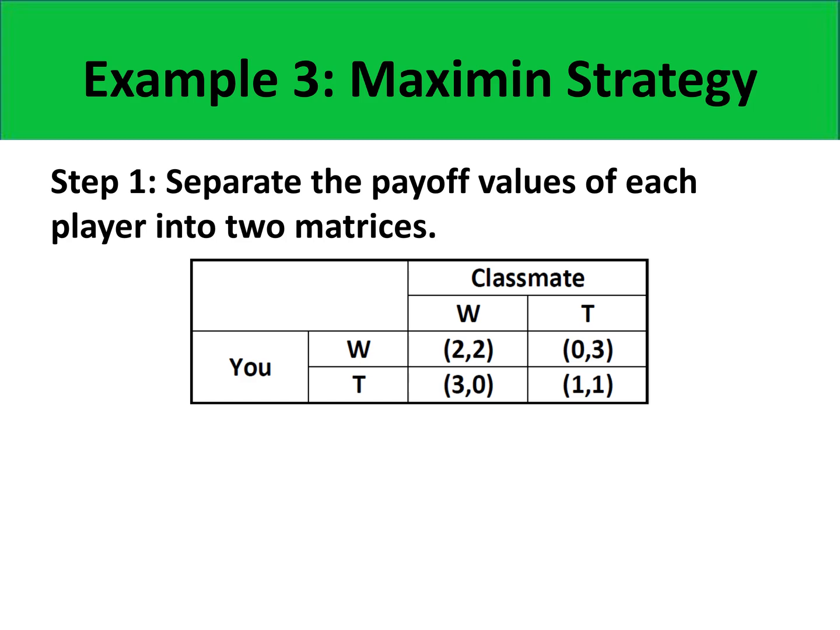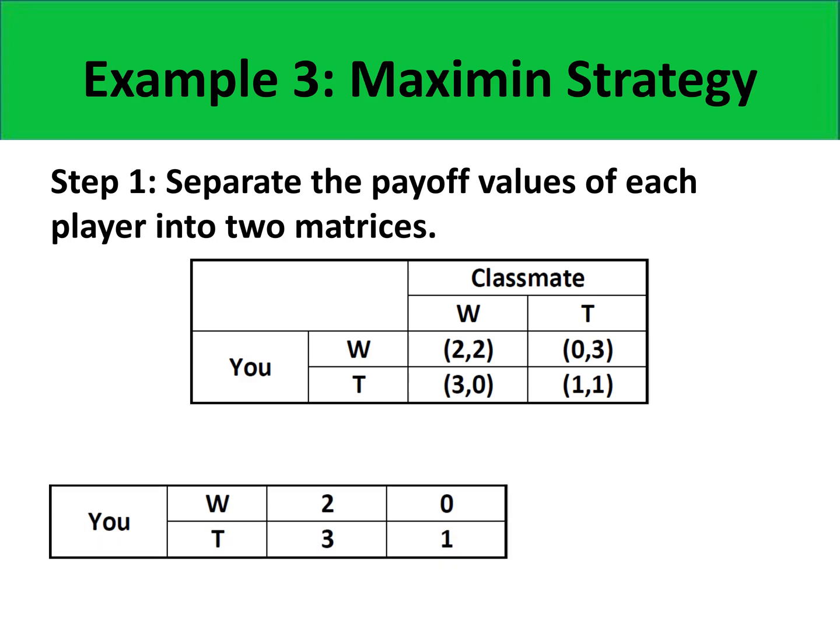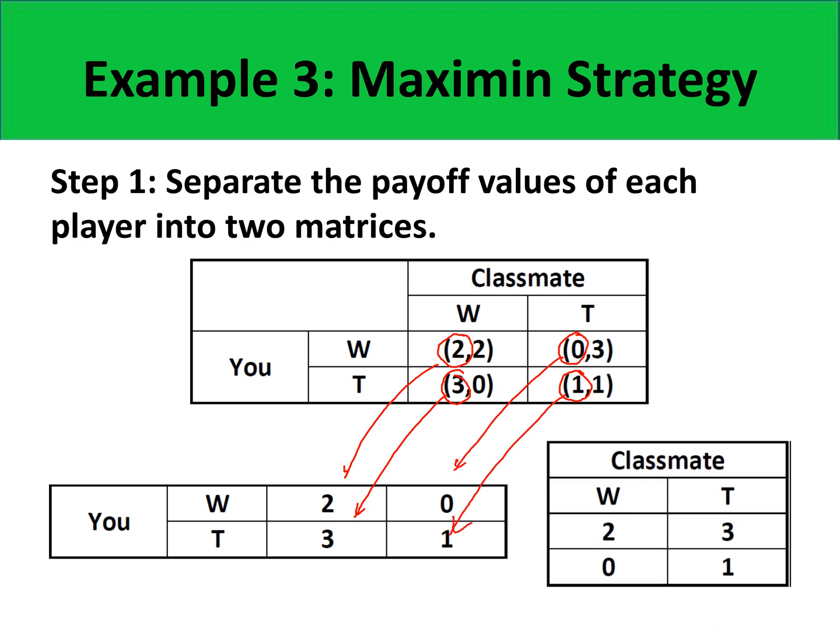In finding the maximin strategy of each player, we use the following steps. First step, we separate the payoff values of each player into two matrices. So this would be the payoff matrix of the row player. As you can see, we rewrite these payoff values in this table. Now for the column player, we get this table. The values that you can see in the second table at the right are the second coordinates in the original table.